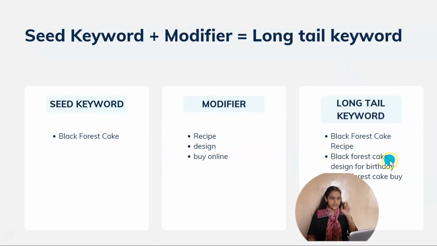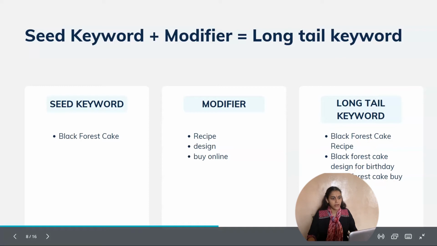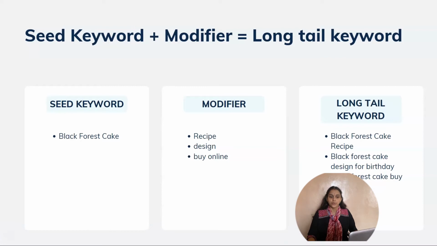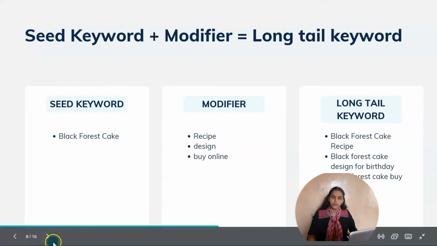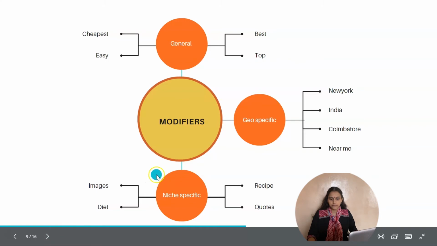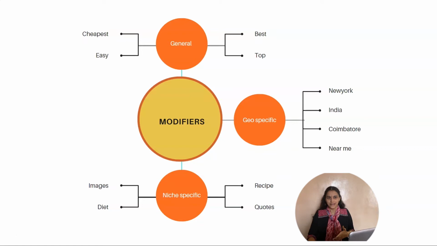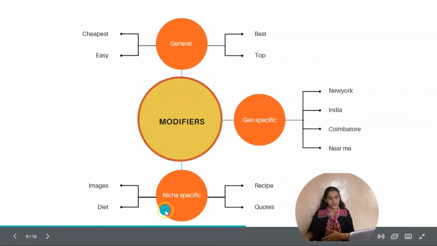Now, when you add a modifier to the seed keyword, you get a long tail keyword. For example, with black forest cake, we are adding modifiers like recipe, design, buy online. And finally we get long tail versions: black forest cake recipe, black forest cake design for birthday, black forest cake buy online. All these keywords have a different purpose, but we are adding a modifier and making a long tail version. So are you confused about what a modifier is?